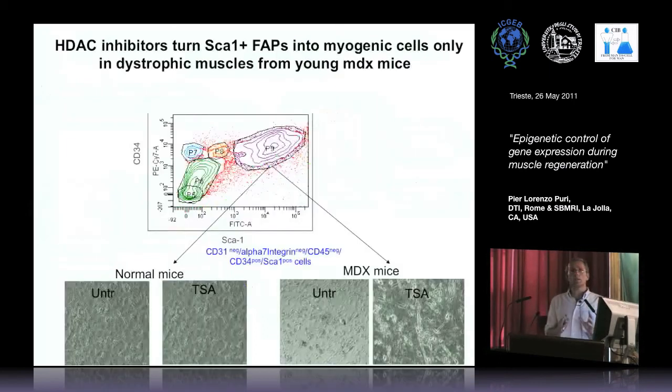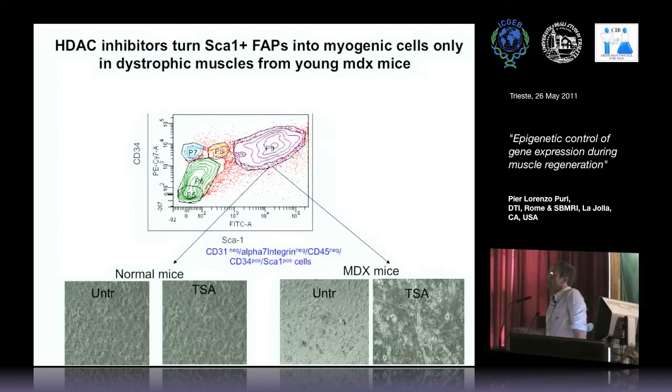So when we isolated these cells from dystrophic muscles, we initially found a sort of surprise. Normally, in muscles from normal mice, these cells are extremely boring. They look like fibroblasts. You can culture them for 20, 30 days, and they look like fibroblasts. And if you treat the mice with TSA, you cannot observe much changes.